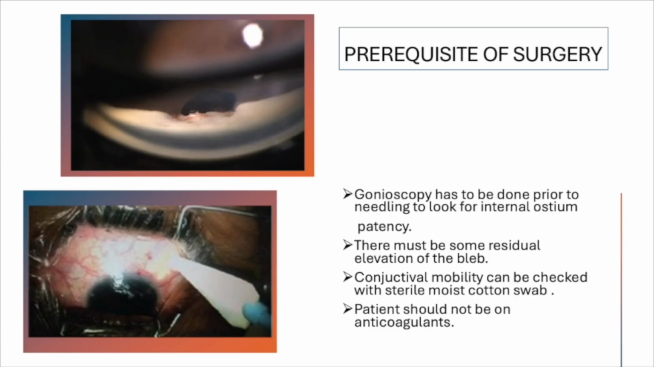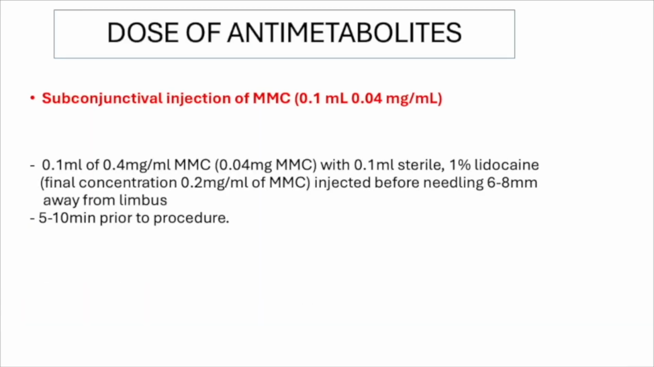Gonioscopy should be done to look for internal ostium patency. There must be some residual elevation of the bleb. Conjunctival mobility can be checked with a sterile moist cotton swab. The patient should not be on any anticoagulants. Bleb needling should be augmented with antimetabolites.